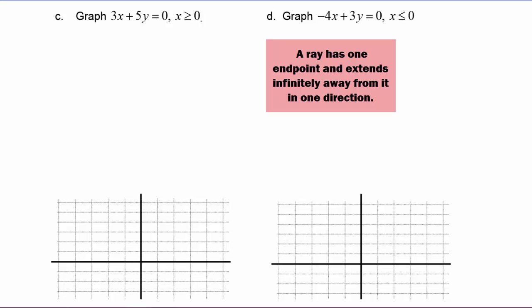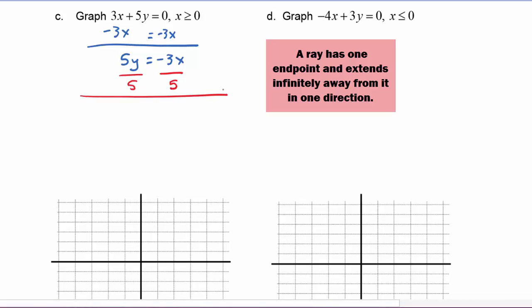As before, we're going to solve the equation for the line for y. So we're going to subtract 3x from both sides. And now we have 5y is equal to negative 3x. Divide by 5 on both sides. And we have that y is equal to negative 3/5 x.